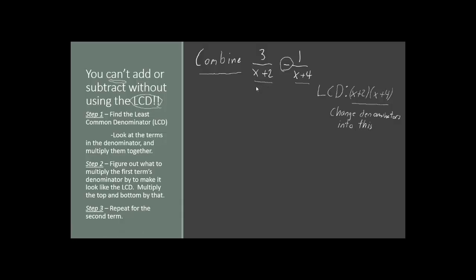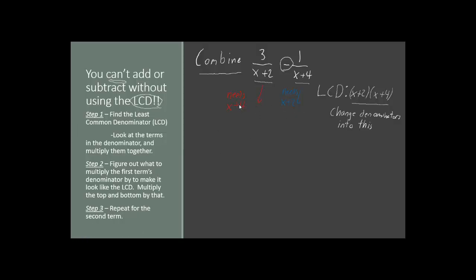So the question is, what do we have to multiply our first denominator by in order to make it look like the least common denominator? Well, we have x plus 2 already, but the LCD also has an x plus 4. So let's make a note of that. It needs x plus 4. Now we look to our second fraction and say, well, it already has x plus 4, so it needs to have that x plus 2 as well.